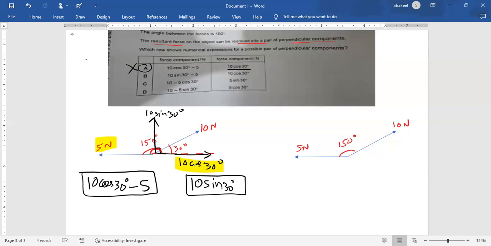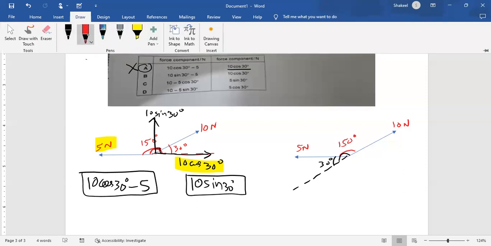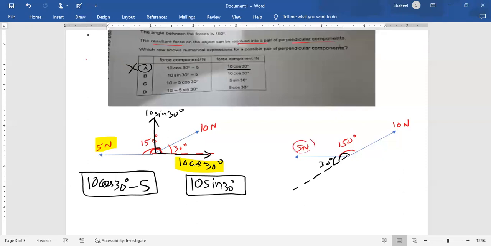Okay, now what you do is you extend the line of action of force 10 Newton. And then this angle is 30 degrees now because the whole angle is 180 on the straight line. So now you resolve it again. This time we'll be resolving the 5 Newton force. So this is 5 cos 30 and the perpendicular component to it is 5 sine 30.